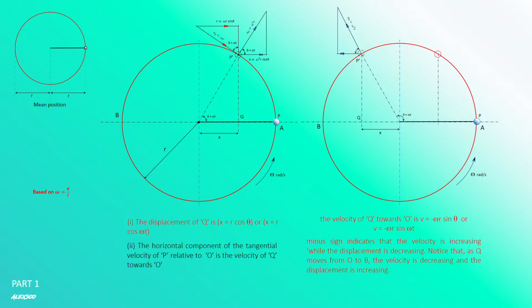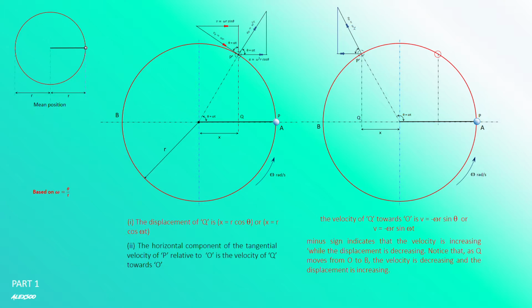Okay, that is the negative sign. Notice that as q moves from O towards B, the velocity is decreasing and the displacement is increasing. So when the blue particle moves from point O to point B, when it reaches point B, that is 180 degrees. If you were to measure, it will be 180 degrees.